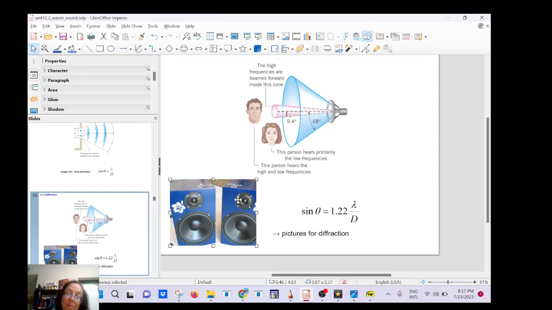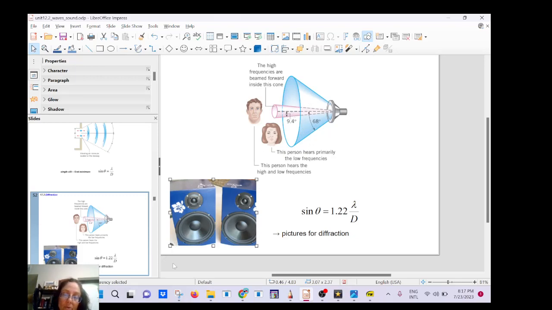So you need a small speaker for the high frequency, so you will be able to push and pull, and you need a large speaker for the low frequency to make sure that you can push and pull enough air to have enough pressure to make enough amplitude so you can hear the sound. So this is because of diffraction.